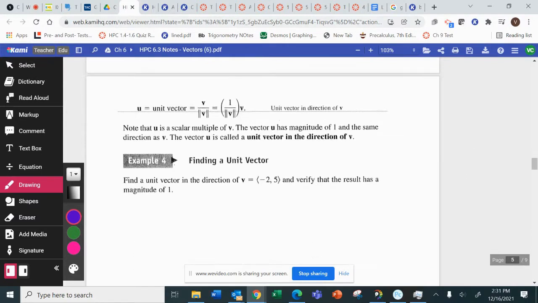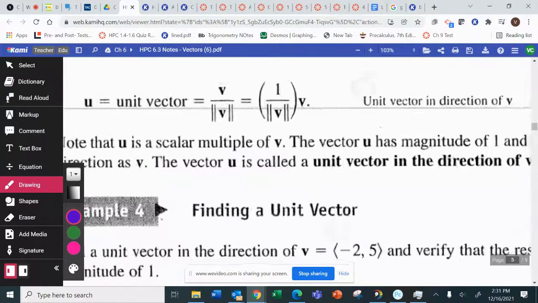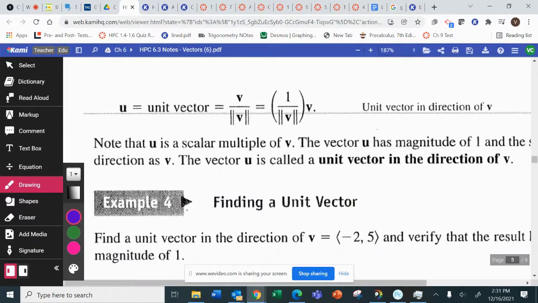Now we are on unit vector. So we talked about unit vector on a different page. A unit vector is a vector that has a length or a magnitude of 1.